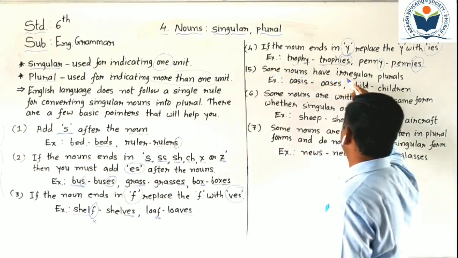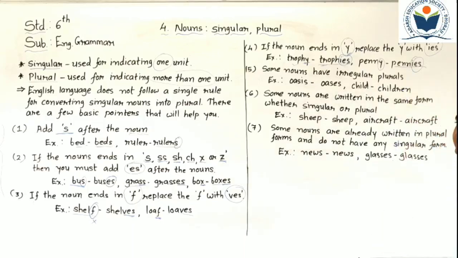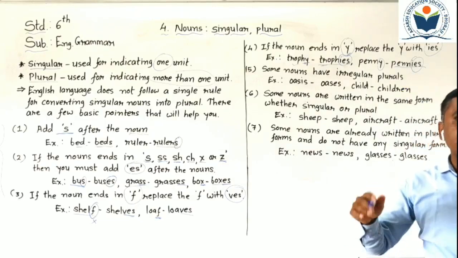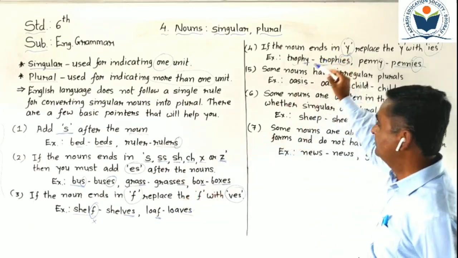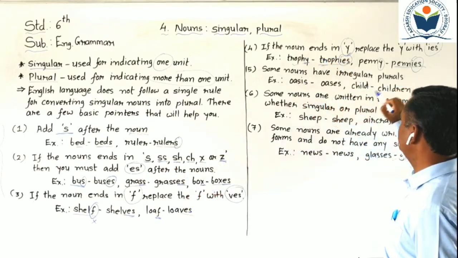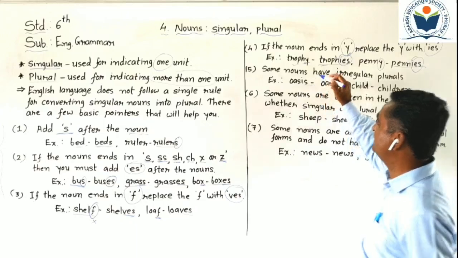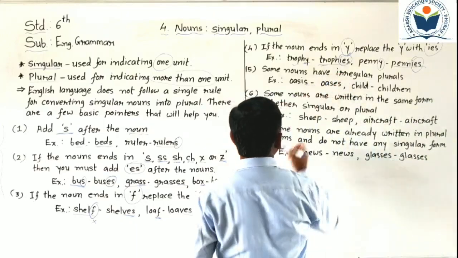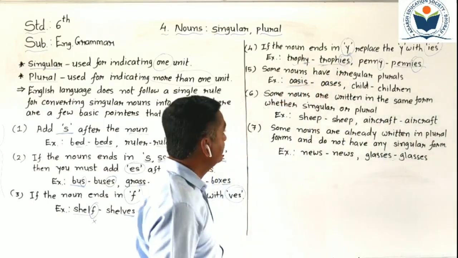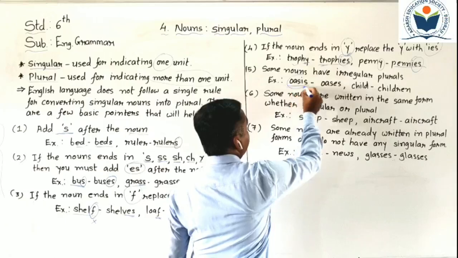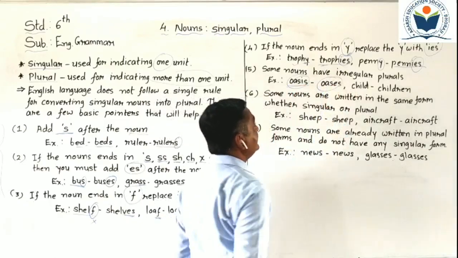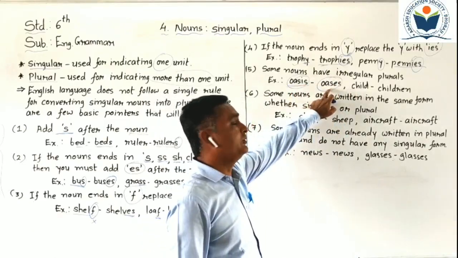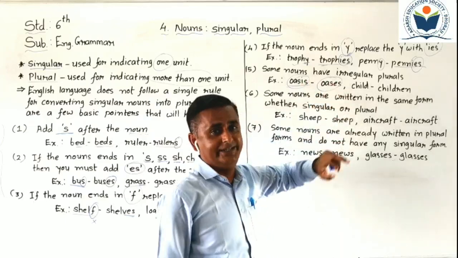Some nouns have irregular plurals. In English, some nouns have an irregular form. The singular is different, and the plural form is also different. They don't follow those rules. Like that type of noun we have to understand here. For example, the word oasis is given here. In plural form the spelling is oases, but in singular it is oasis. It is totally changed from singular to plural.